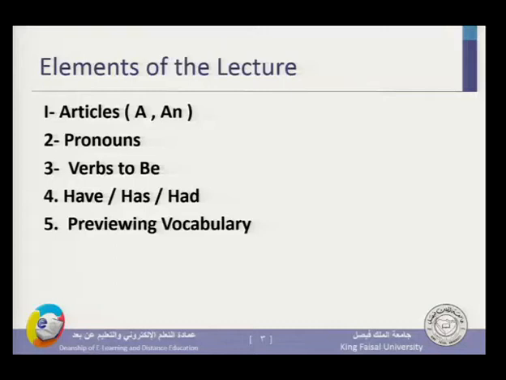We are going to start with lecture number 3. And as you can see, we are going to talk about articles A and AN. These are indefinite articles indeed. We are talking about pronouns. We will also talk about verbs to be. Number 4, item 4, we will talk about have, has, and had, previewing vocabulary.